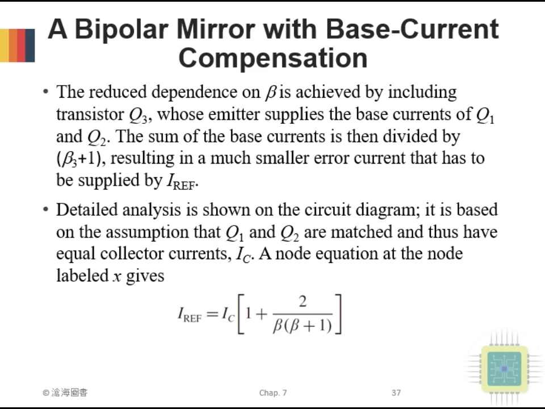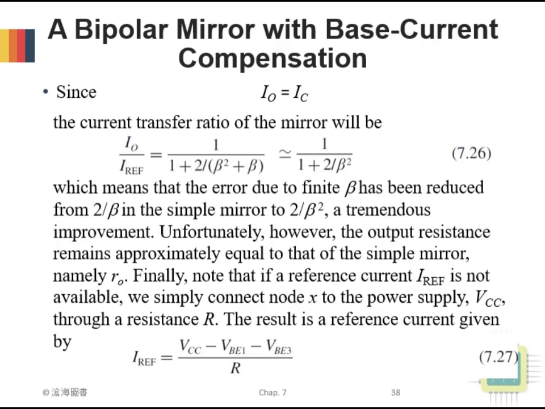Detailed analysis is shown on the circuit diagram. It is based on the assumption that Q1 and Q2 are matched and thus have equal collector currents IC. A node equation at the node labeled X gives the following equation. Since IO is equal to IC, the current transfer ratio of the mirror will be expressed as equation 7.26, which means that the error due to finite beta has been reduced from 2 over beta in the simple mirror to 2 over beta squared. A tremendous improvement.